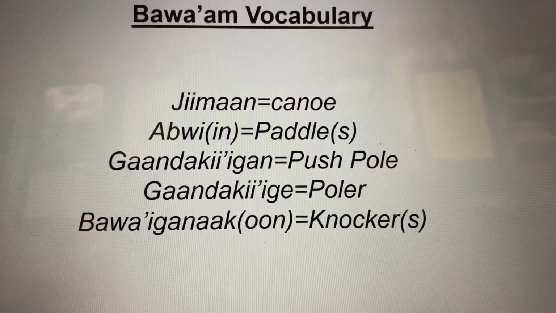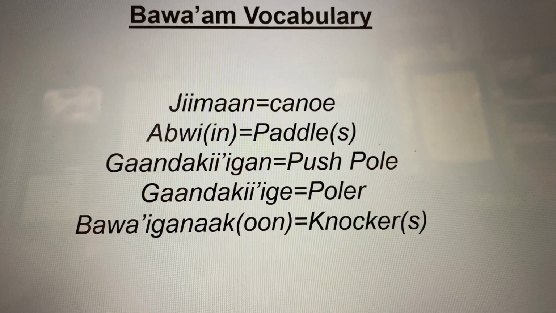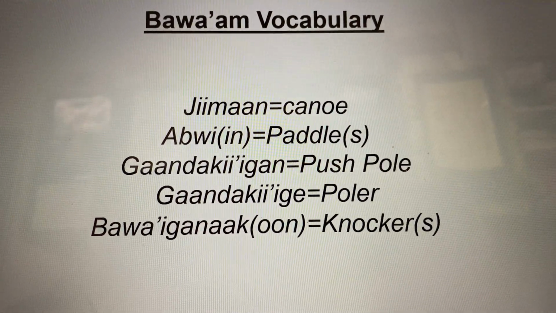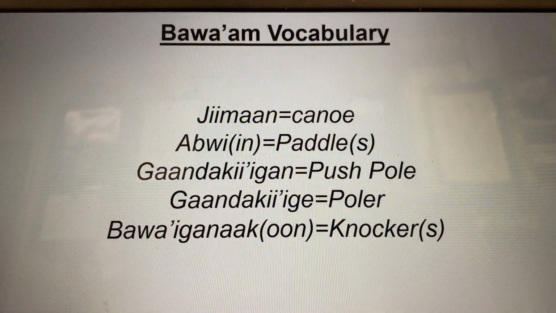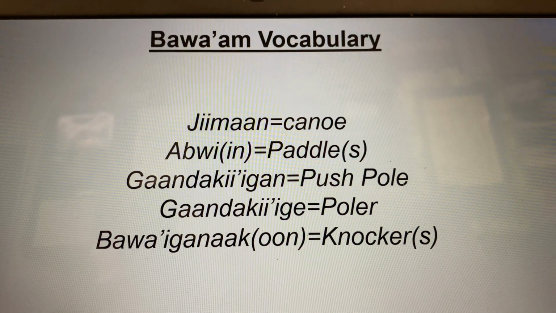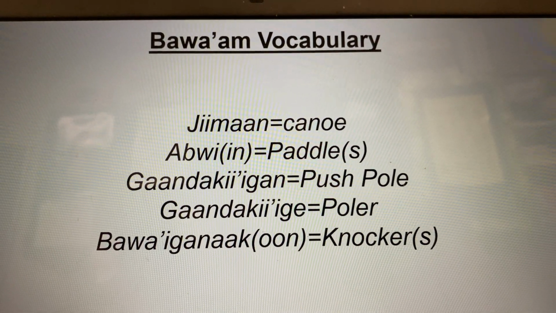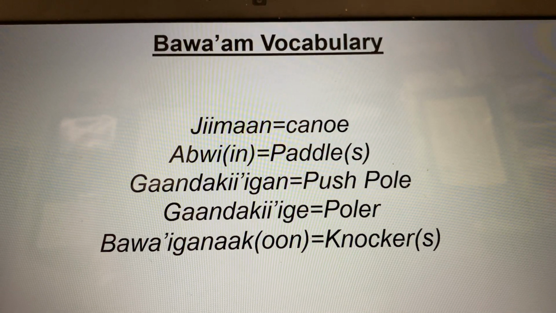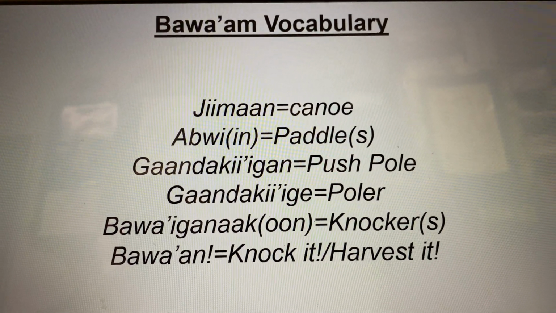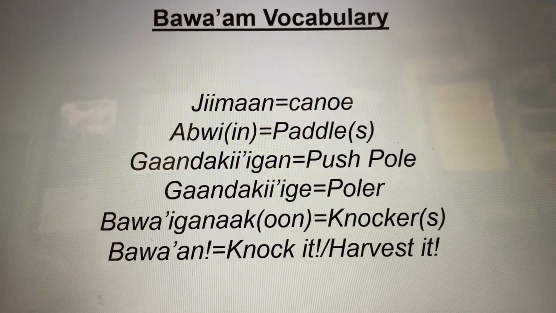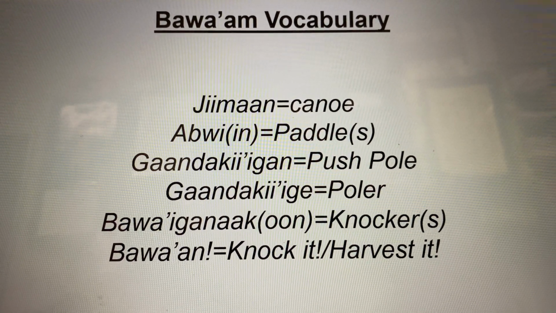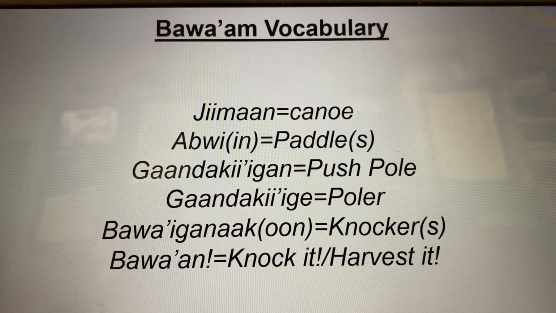Bawa iganak, okay, is a knocker, singular. Bawa iganakun, knockers, plural. And last one, to command someone to knock it or harvest it, we say bawa un. Bawa un. Knock it or harvest it, in this case referring to wild rice.